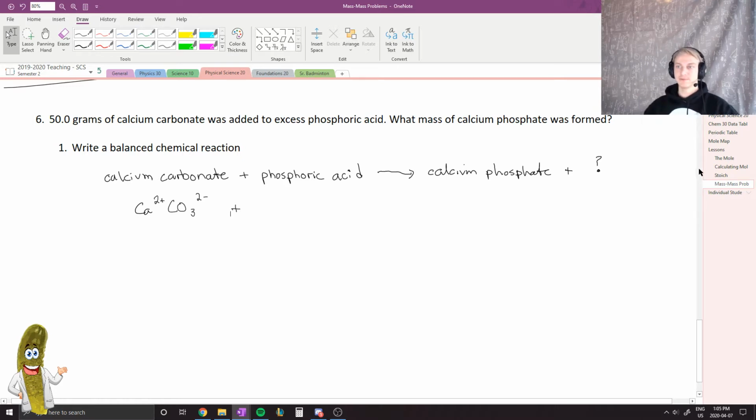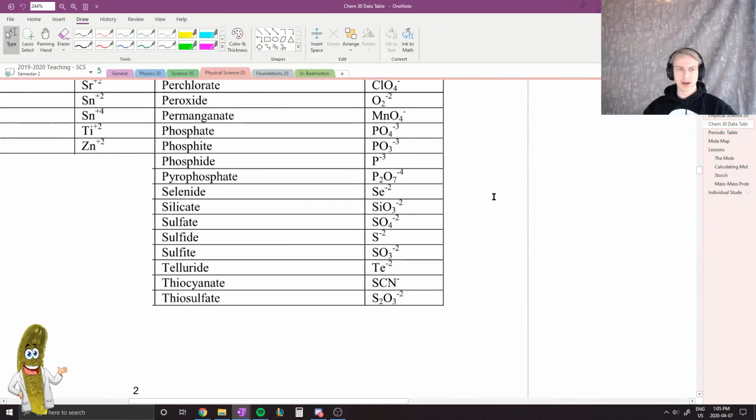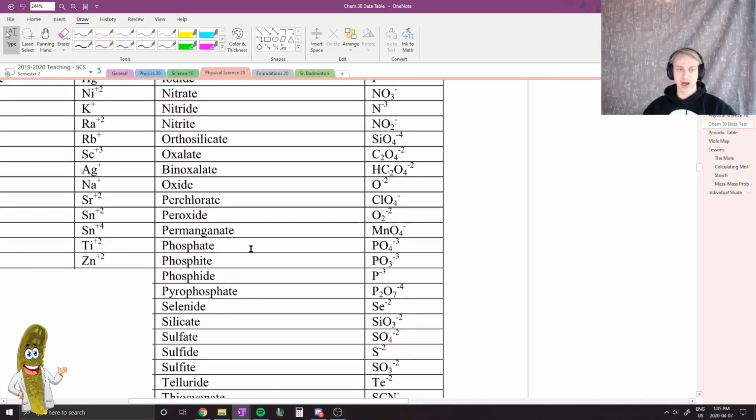Phosphoric acid, I would probably go to my naming chart and say, if I ate it, I know that it's icky. And so I'd go back here and I'd look for something that looks like phosphate. And I can see that phosphate is right here. It's PO4 with a 3 negative charge.